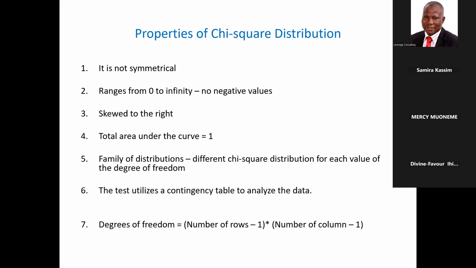The test utilizes a contingency table to analyze data. You got to talk about the contingency table later. It's the table where you have row and column, so we also call it cross tabulation. Degree of freedom for the chi-square is usually number of rows minus 1 times number of columns minus 1. We have already said that it's using a contingency table. The table is arranged in rows and columns. So the degree of freedom is number of rows minus 1 times number of columns minus 1.